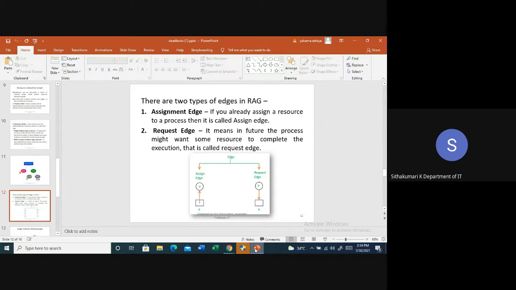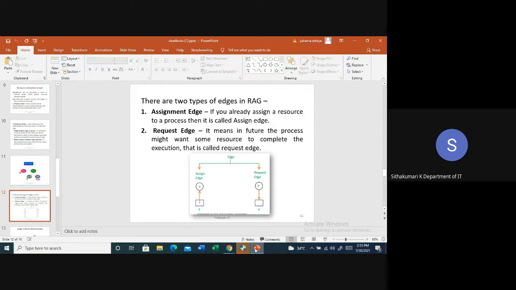Now, coming to the edges, because the graph is a set of vertices and edges, and we have seen the vertices. That is, vertices are of two different types, processes and resources. Now, coming to the edges, we have two different types of edges. One is a request edge and the other one is an assignment edge. So if you have already assigned a resource to a process, then it is called an assignment edge.